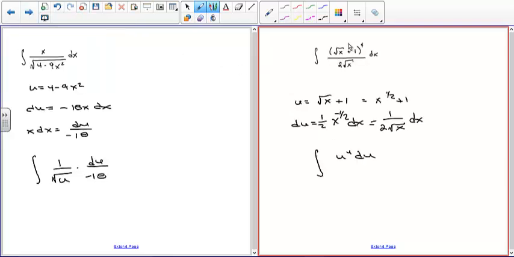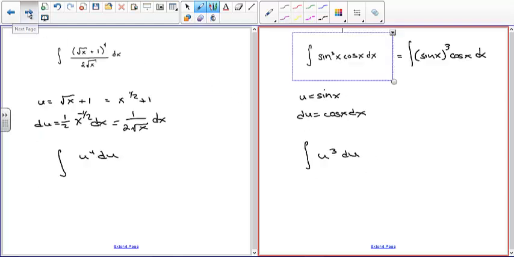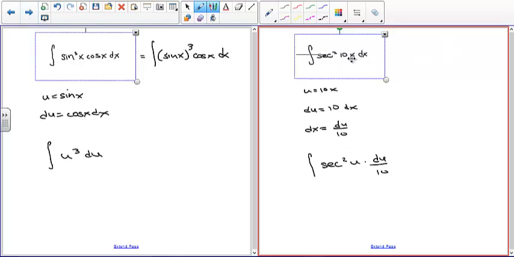Here, this is u, so that's u to the 4th power. This dx over 2 times the square root of x is du, so that becomes u to the 4th du. Here, sine cubed of x, sine of x cubed, is going to be u cubed, and the cosine of x dx is the du part. Here, the integral of the secant squared is the tangent. That's why we didn't do anything with changing that to the secant of something squared. So in this case, 10x is equal to u, so it's the secant squared of u, and dx is du divided by 10.